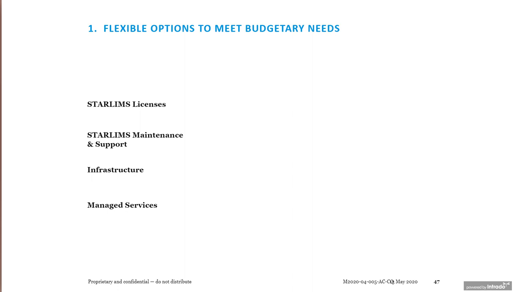So we provide flexible options to meet budgetary needs. There are some customers of ours that prefer to have a cloud subscription option. And a cloud subscription option in the monthly fee will include the STARLIMS licenses, the STARLIMS maintenance and support, all the infrastructure that is required, as well as the managed services that we talked about earlier.